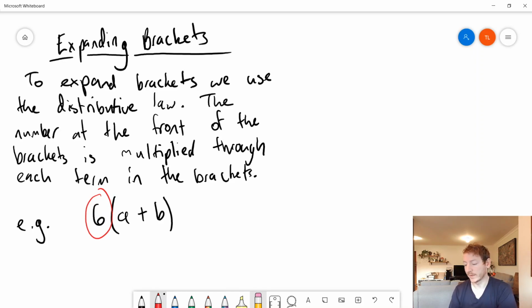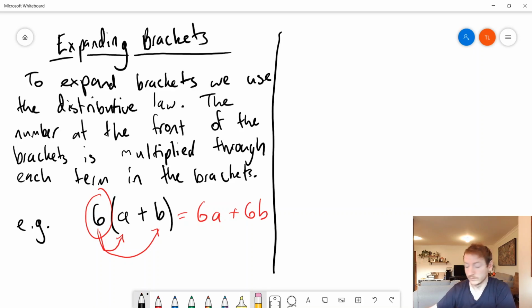And to expand brackets we use the distributive law. The number at the front is multiplied through each term. How many terms are there here? Well, there's only one plus sign, so that means term 1 and term 2. So we go to 6 times a gives me 6a plus 6 times b gets me 6b. And there we go. That's it. Simple.